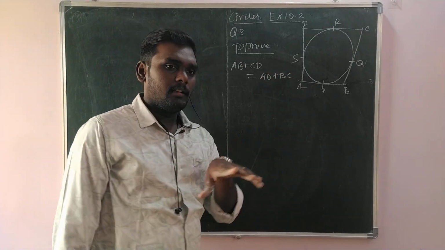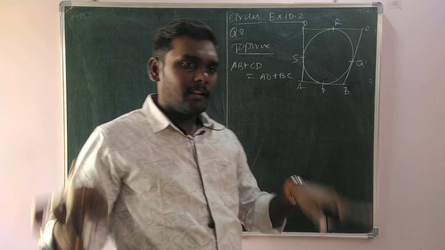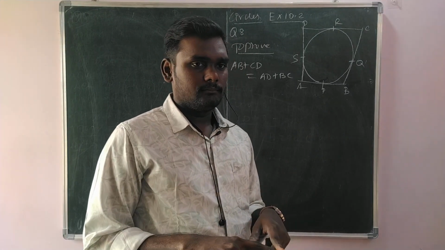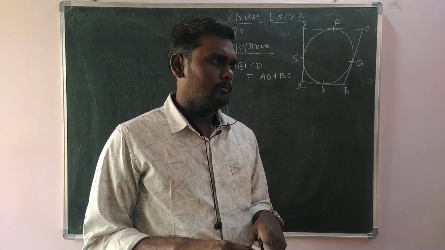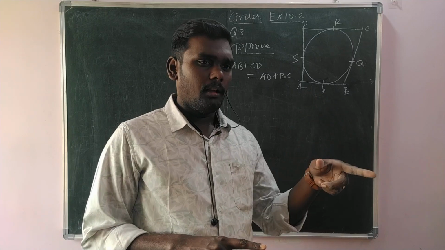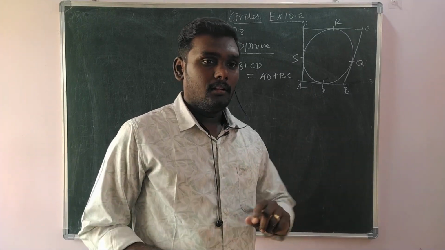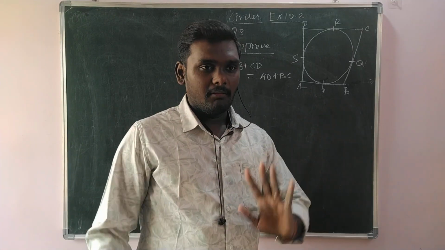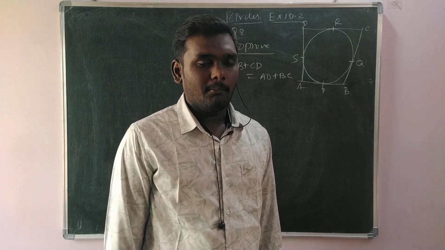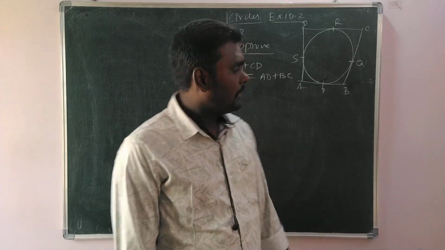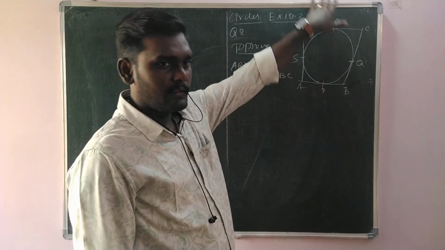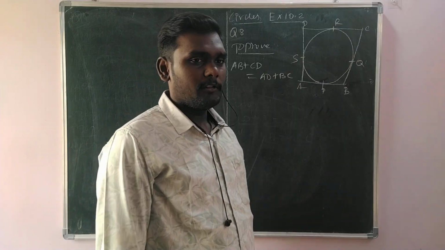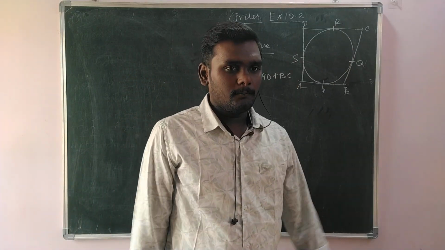That means whenever a quadrilateral circumscribes a circle, the sum of opposite sides are equal. You look at this, AB and CD are opposite sides, right? So the sum of opposite sides are equal. That one you need to prove.